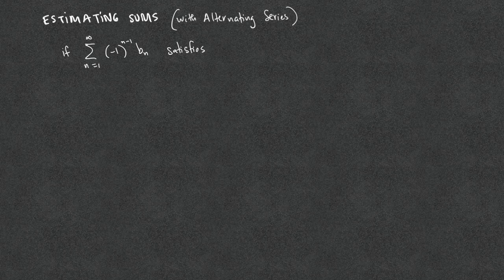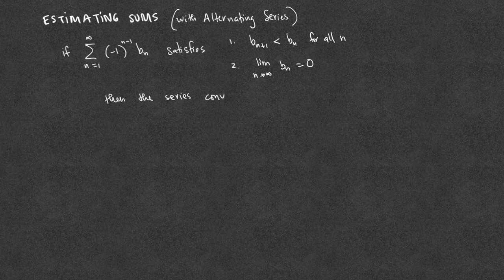Estimating the sum with the alternating series. If the alternating series satisfies two conditions: 1. b sub n plus 1 is less than b sub n, the terms are decreasing. 2. The limit as n goes to infinity of b sub n is 0. Then the series converges to some number s, which we don't know, but we can estimate it.